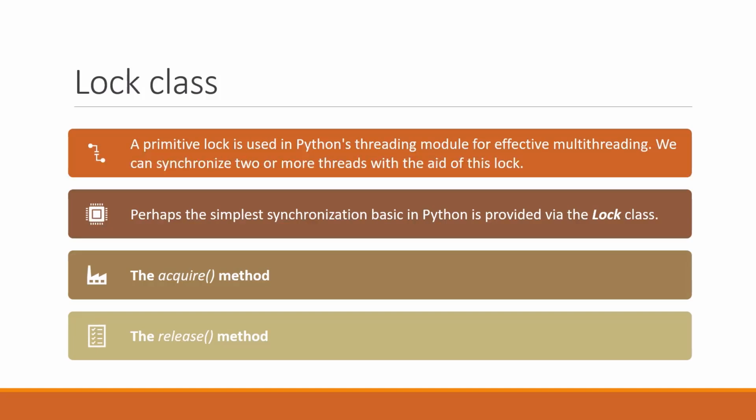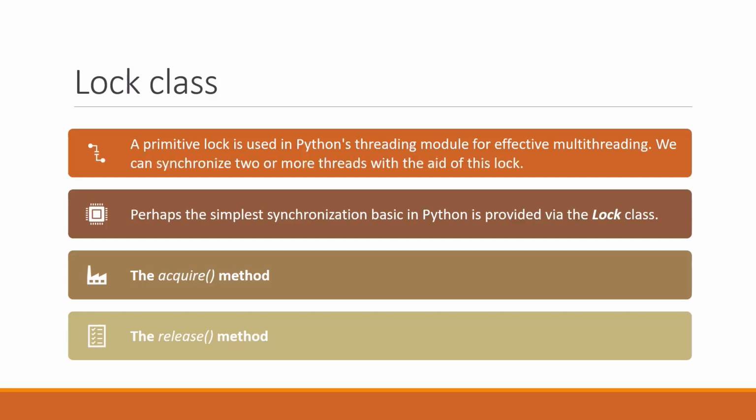And after this, the other method is the release method. As the name specifies, the release method is utilized to release or unlock the obtained lock. This method will return after resetting the lock to its unlocked state if it has been locked. However, if an unlocked lock is used to invoke it, it will return a runtime error.